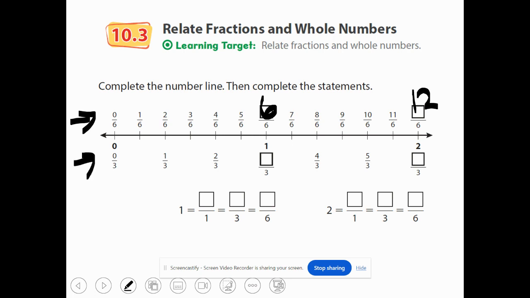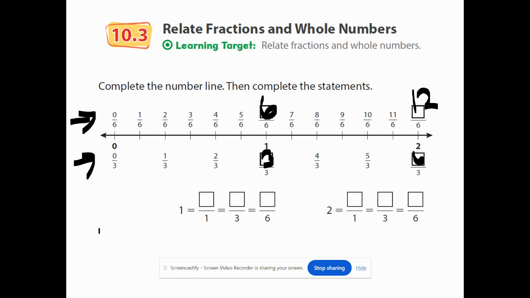The bottom of the number line is broken up into thirds. So we have 1/3, 2/3. This would be 3/3, which is equal to the whole number of 1. 4/3, 5/3, and then this is going to be 6/3, which is equal to the whole number of 2. So here we're looking at making a whole number of 1.